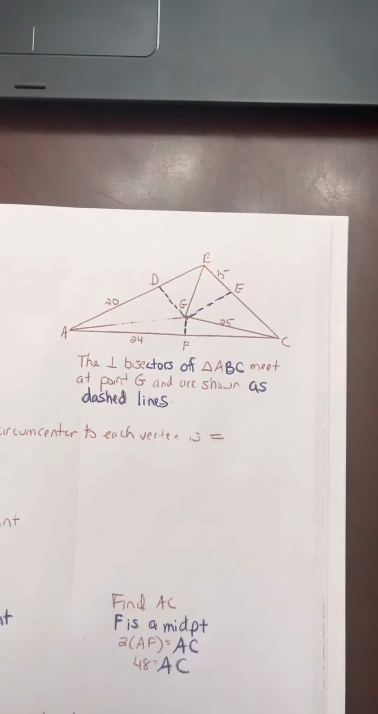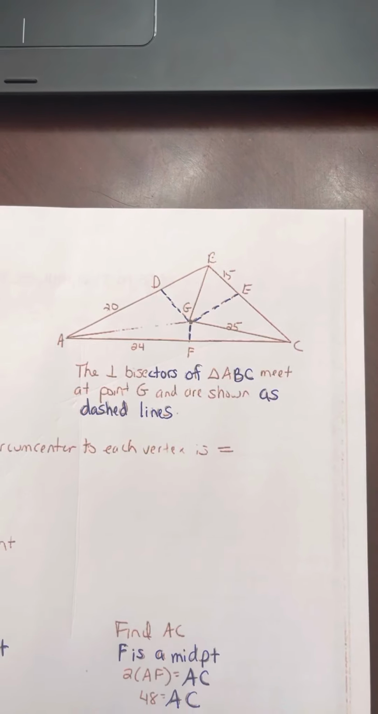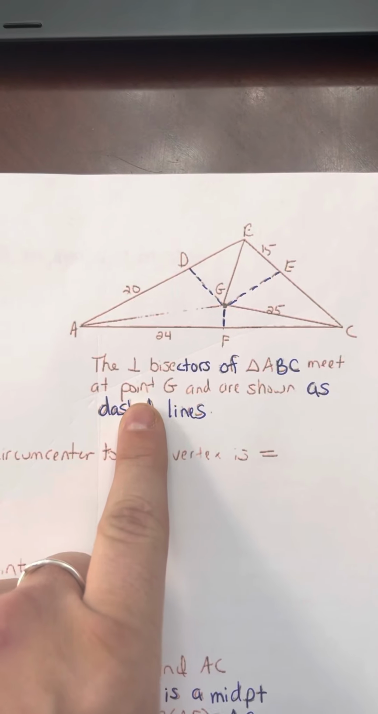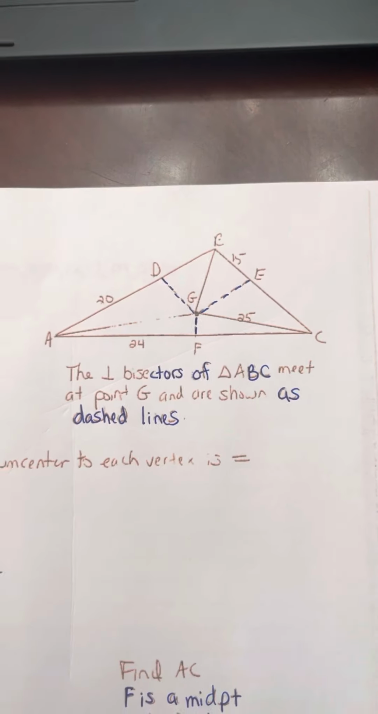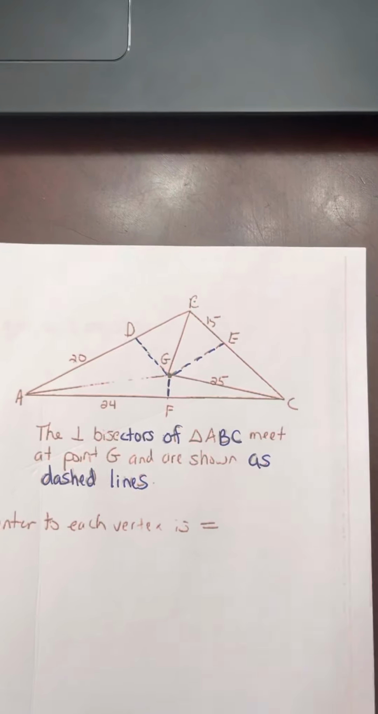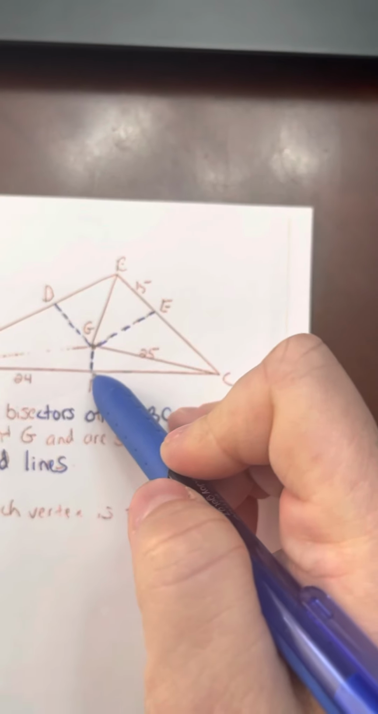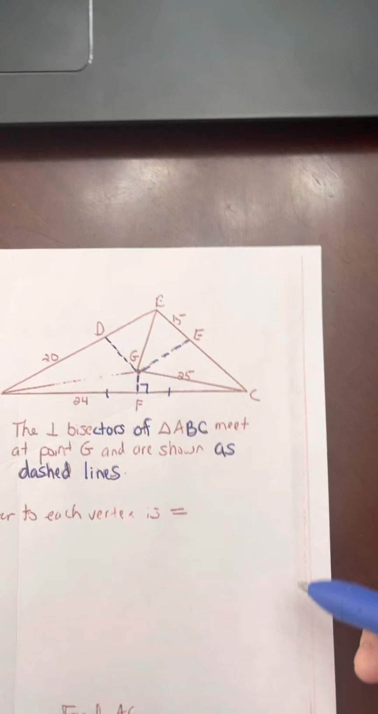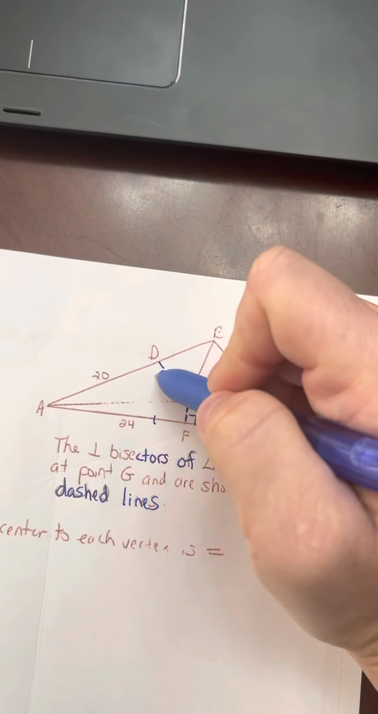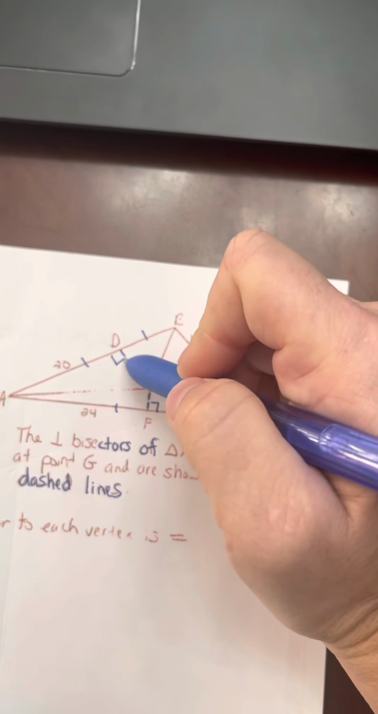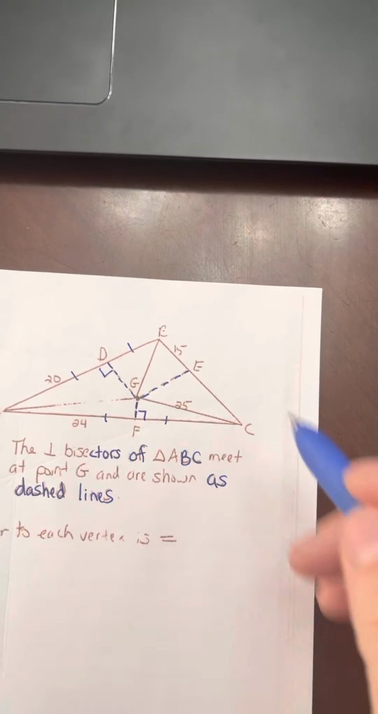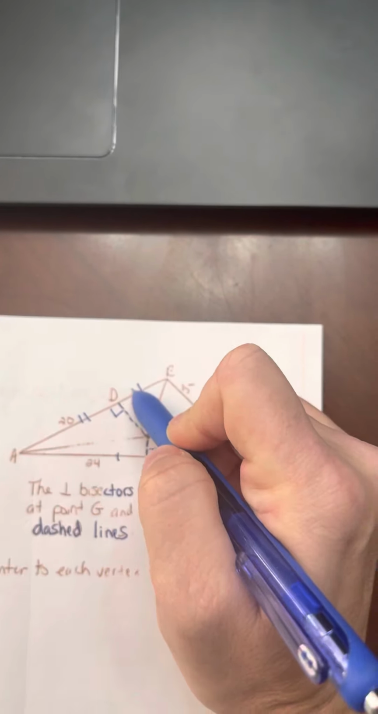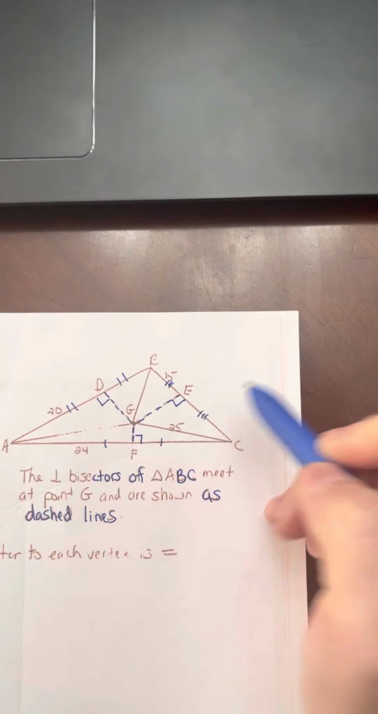Okay, let's take a look at this example. So look at what's given to you. It says the perpendicular bisectors of ABC meet at point G and are shown as dashed lines. So this is a perpendicular bisector. So I know perpendicular and I know these two segments are the same. DG is a perpendicular bisector. Meets at 90 degrees, these two segments are the same. This dotted line is a perpendicular bisector. I should make these two lines. And these two segments are the same.